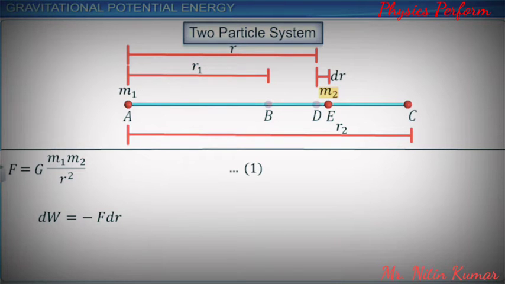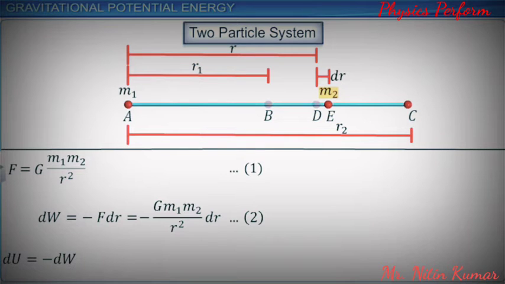The negative sign in the equation is due to the fact that the direction of the displacement is opposite to that of the force. By definition, the negative work done on the second particle is equal to the change in gravitational potential energy of the two-particle system during this small displacement. Thus, minus F dr is equal to G m1 m2 divided by r squared into dr. Let this expression be equation 3.